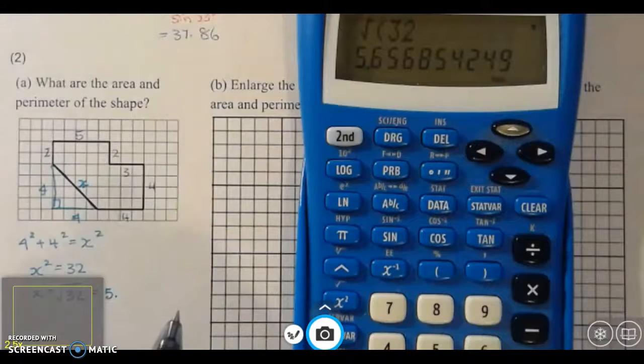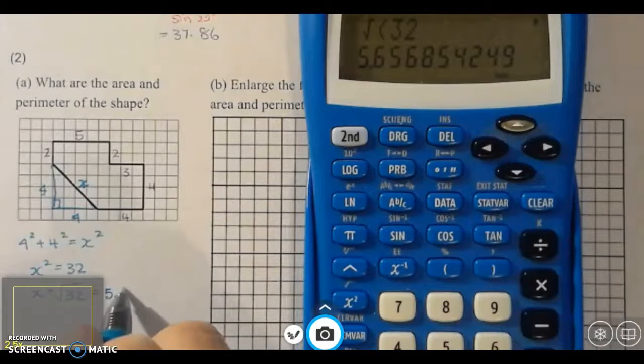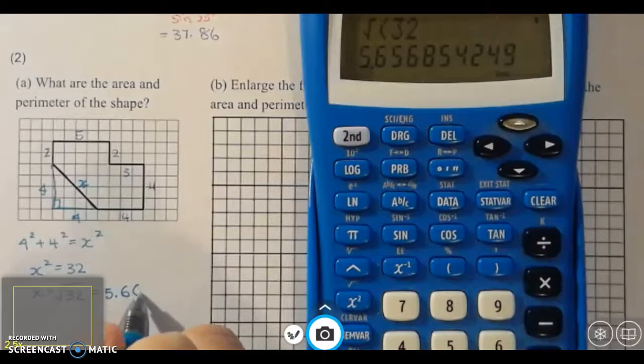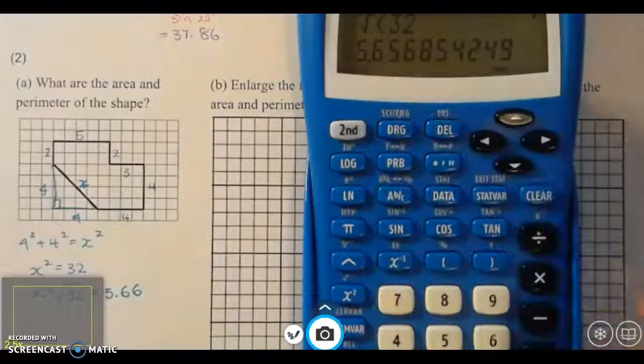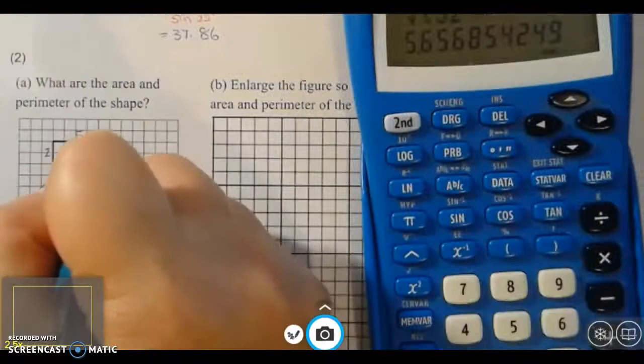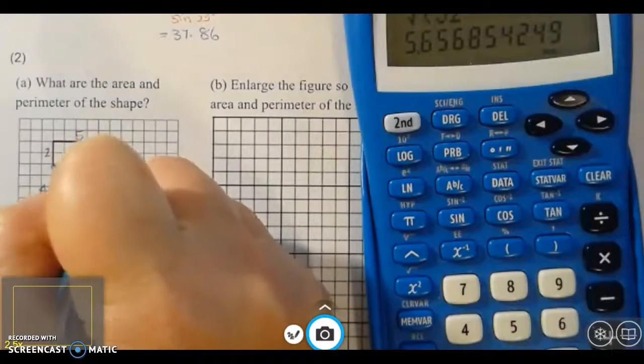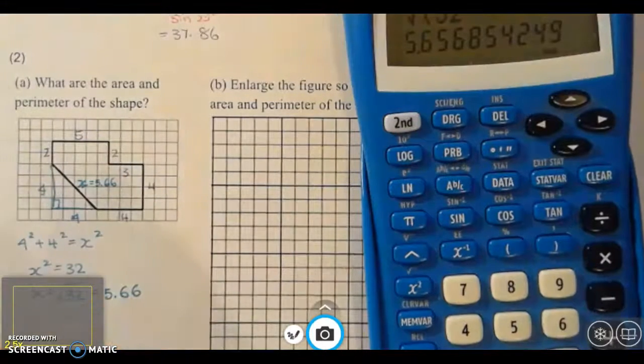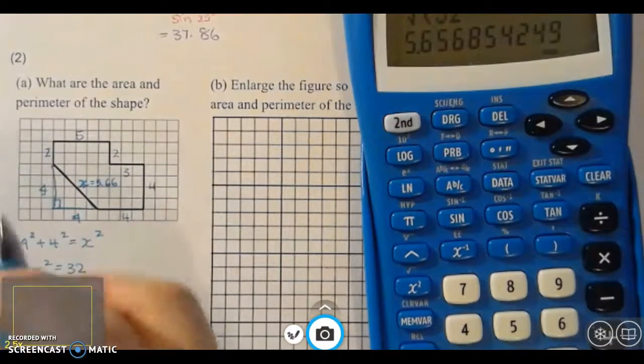Let's leave it as 5.7. Oh, now let's do 5.65, since it is 5.66 rounded to two decimal places. So I have just figured out this length is 5.66. Okay, so then what is the area? What is the perimeter? Well, let's start with the perimeter.